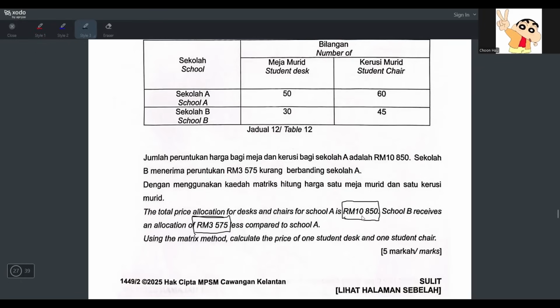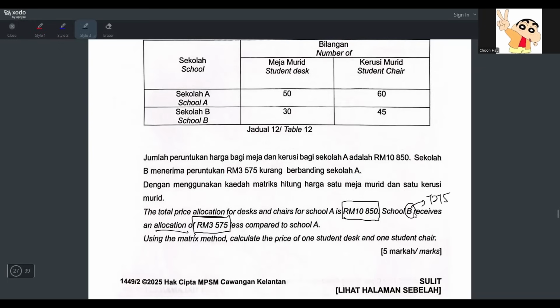So let's try to find straight away lah. What's the allocation for B? So for B would be how much? 10850 minus 3575. So what you get? So let me press my calculator. So I got 7275.